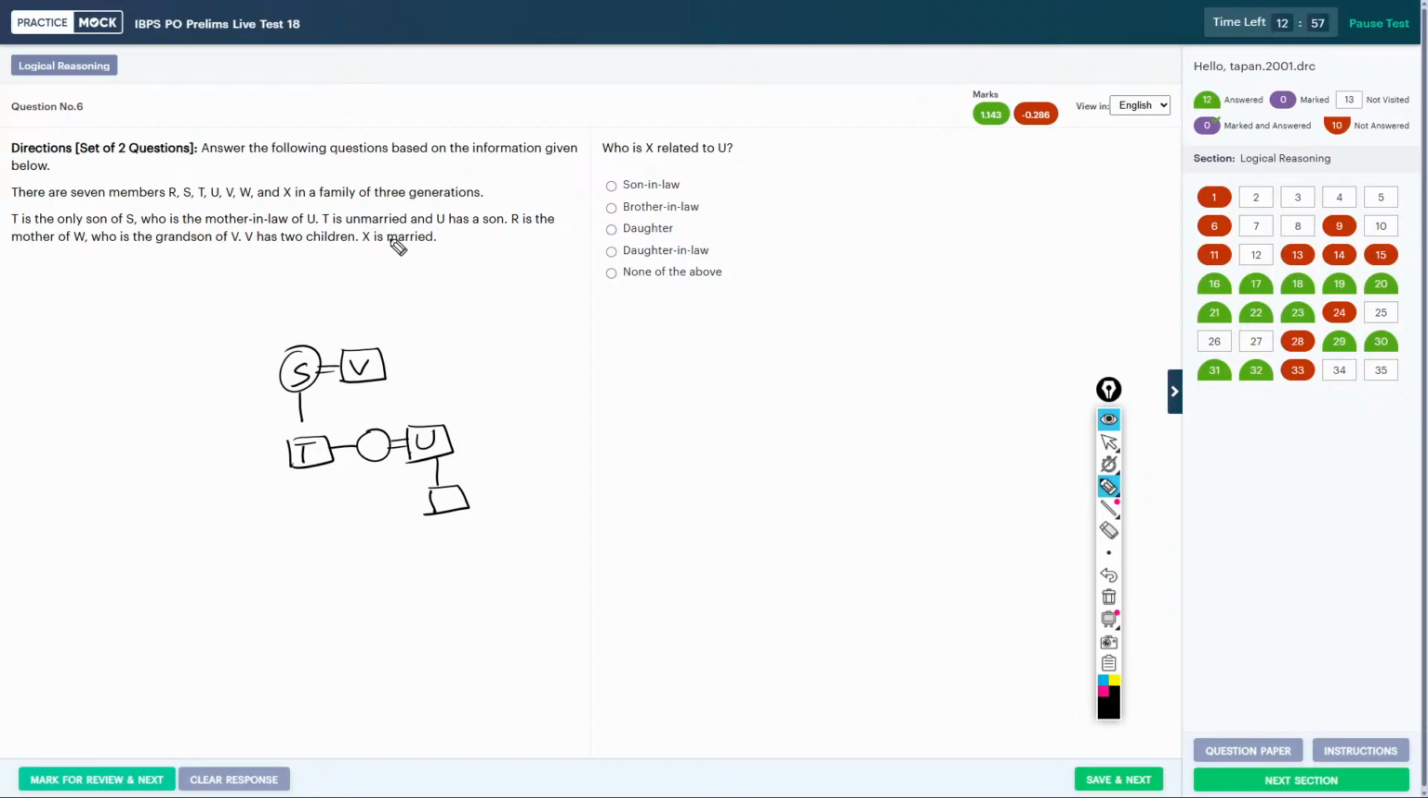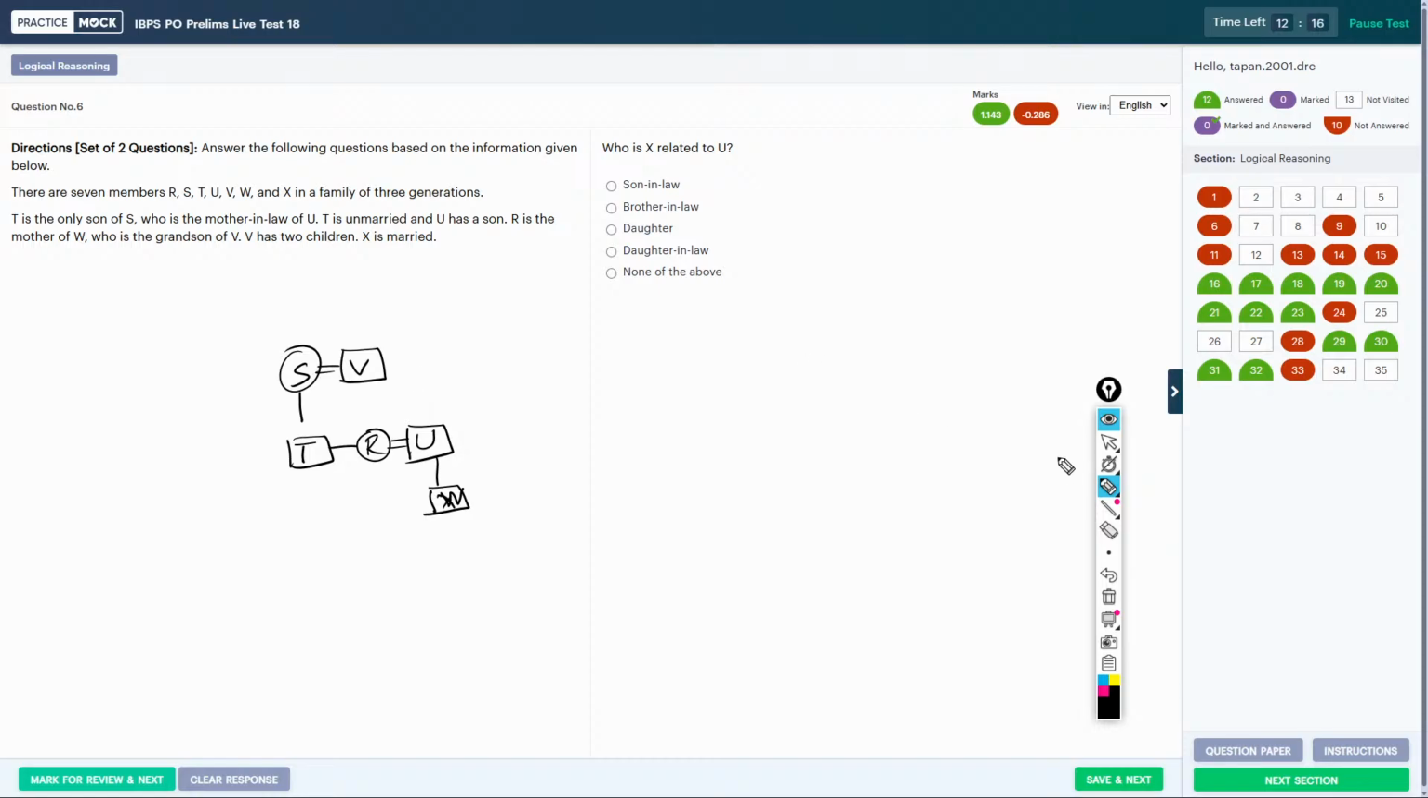R is, just a second. U has a son, X. R is mother of W, who is grandson of V. Okay, R is mother of W, right? T is the only son of S, who is mother-in-law of U. T is unmarried and U has a son, W. R is mother of W. W, who is grandson of V. V has 2 children.